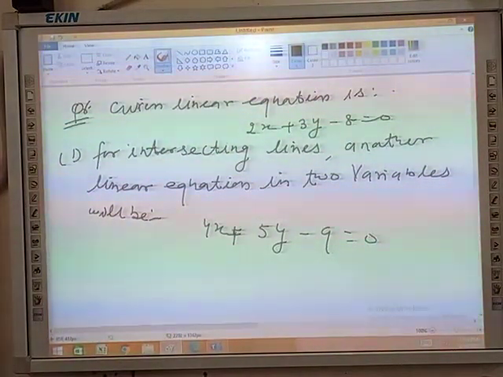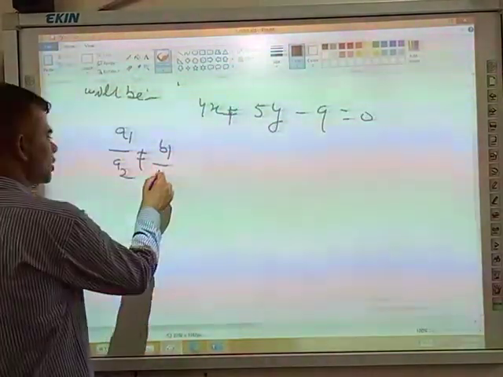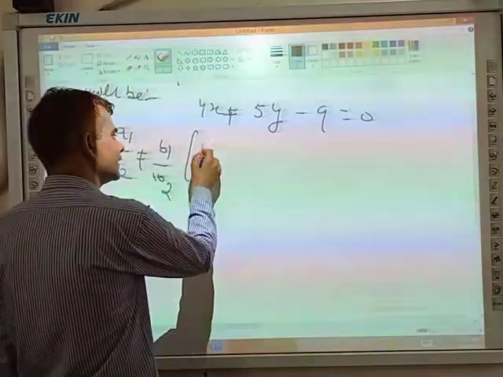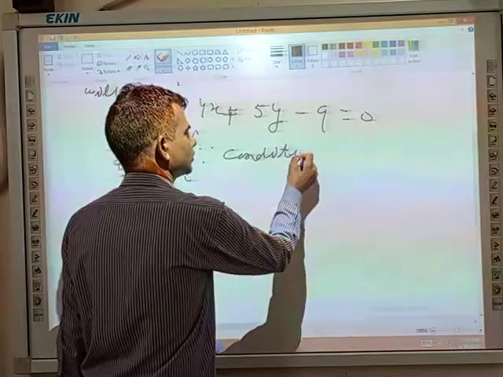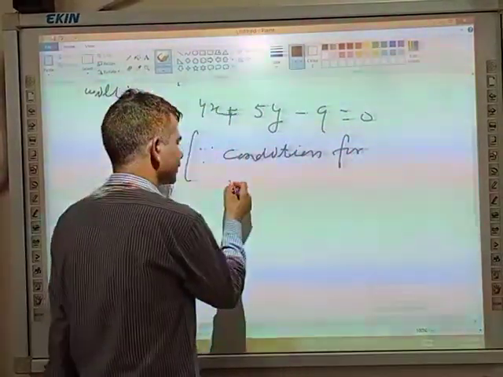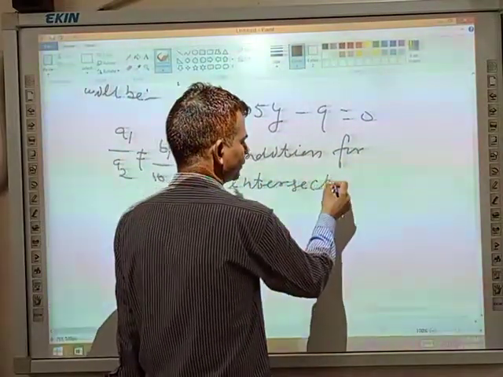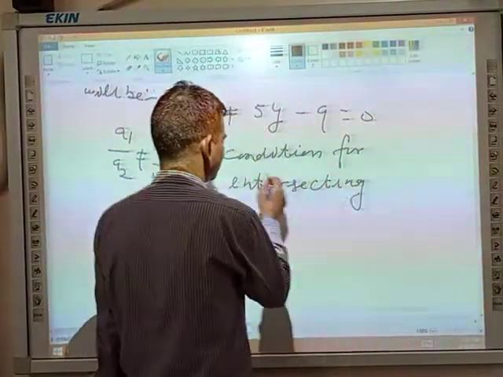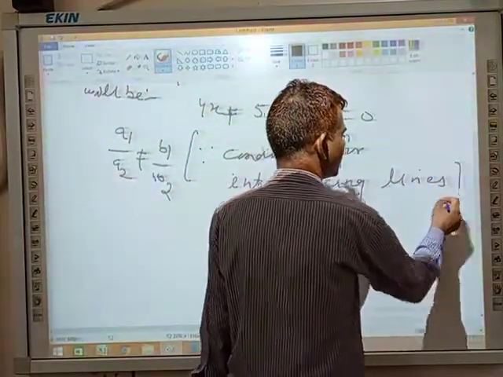So what is the reason behind it? A1 by A2 is not equal to B1 by B2, that is the condition for intersecting lines. Any doubt? Is the point clear?